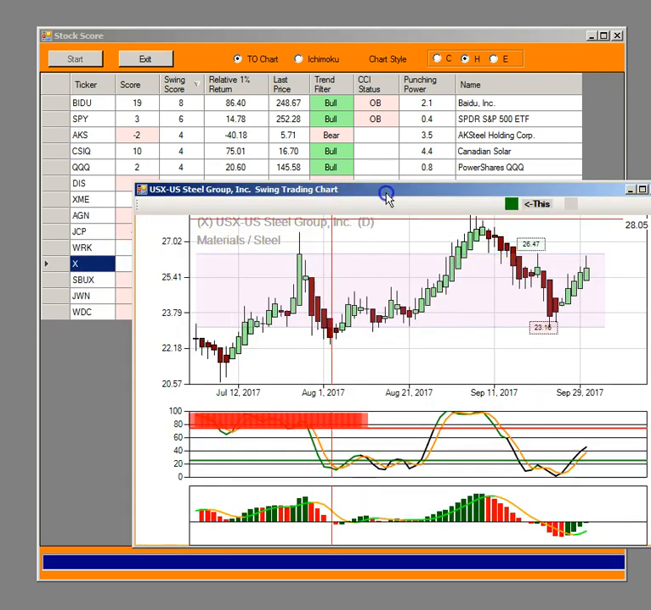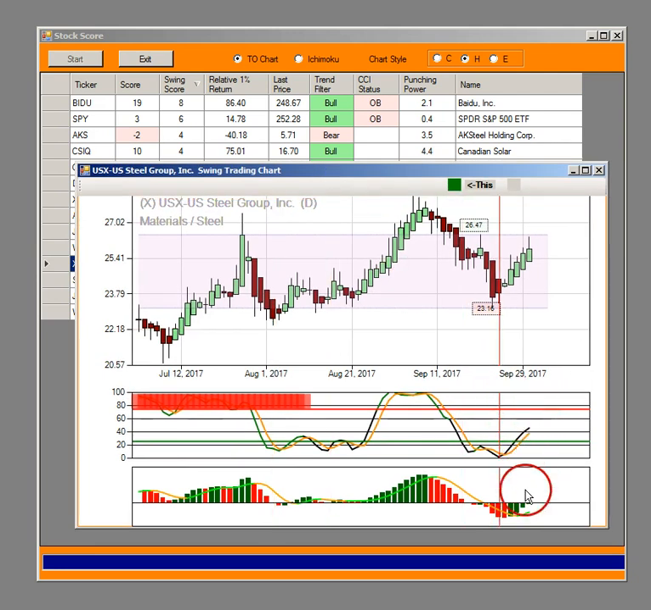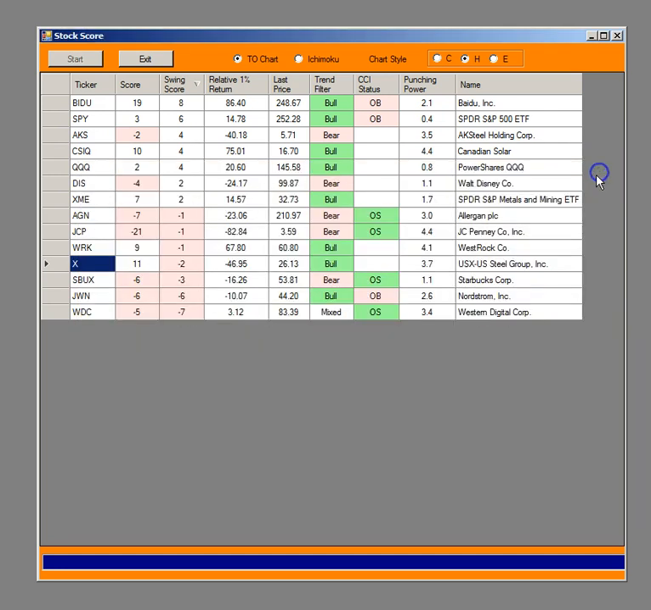US Steel, X. This is a long trade. We've had four oscillator bars up. We're coming out of a deep OS zone. We're still within the fractal range, but we would have executed buys here and here, so the next buy signal will be above 25.83, and particularly if it gets above 26.47. But for steel, we'd be looking for a buy above 25.86.